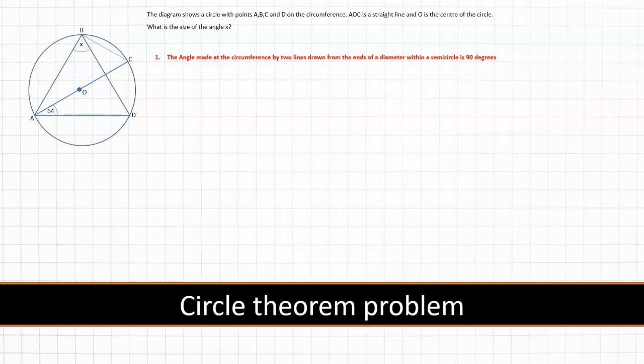Now AB is a line drawn from the diameter AC. BC is a line drawn from the diameter AC. Therefore, the angle ABC, or the angle made by the lines AB and BC, is 90 degrees.